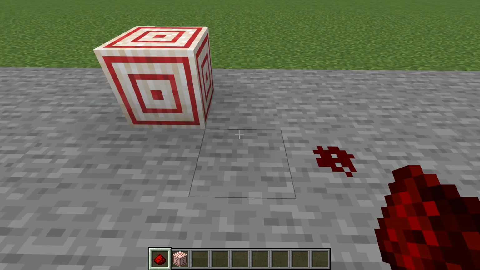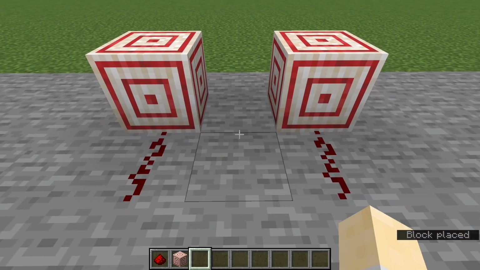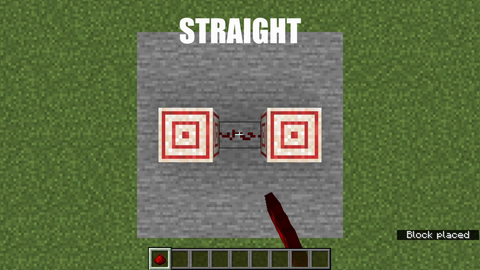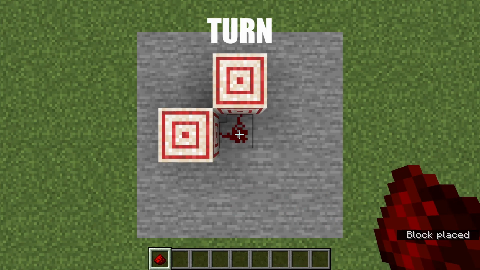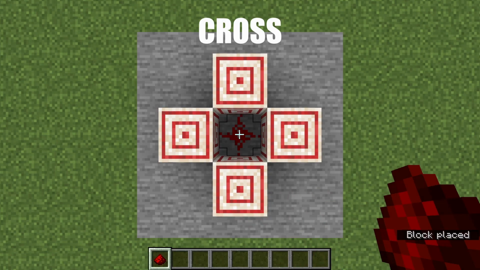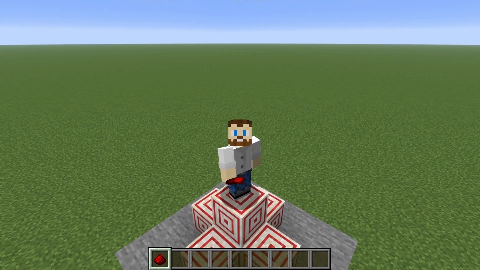If there is only one such adjacent redstone component, redstone wire configures itself into a line, pointing both at the neighbor and away from it. If there are two or more such adjacent components, redstone wire connects them in the form of straight, turn, T-intersection, or cross as needed. I came up with these names as they are easier to remember than by the roads.